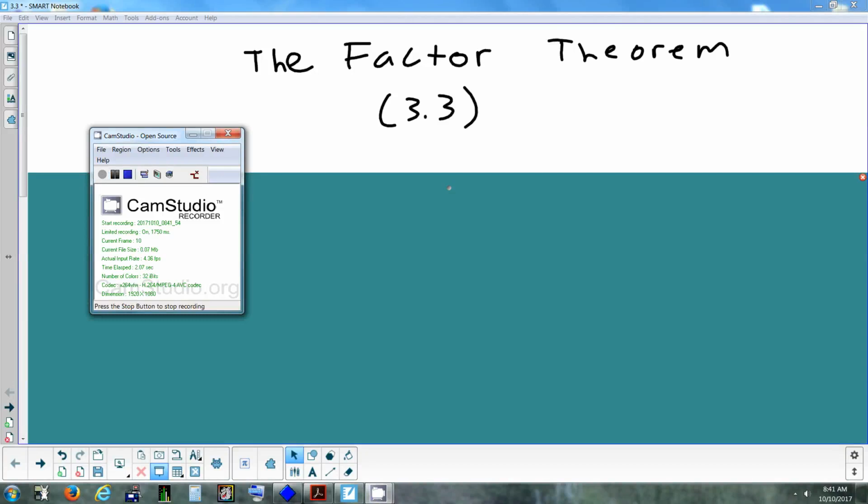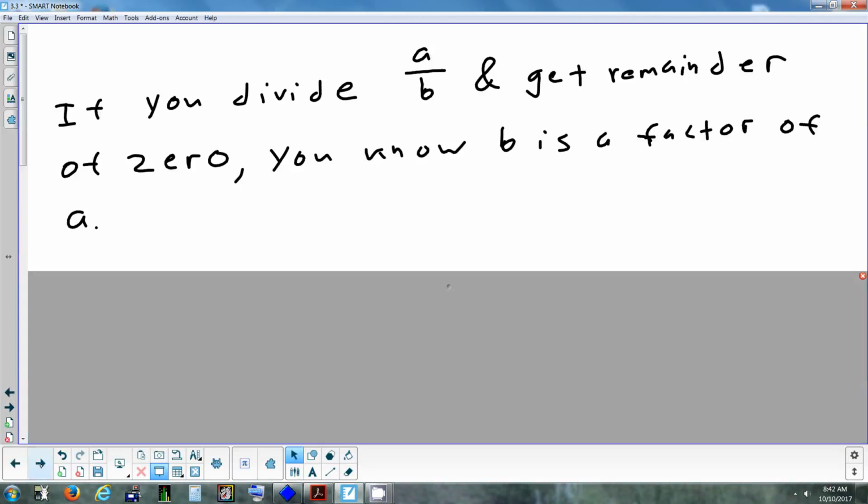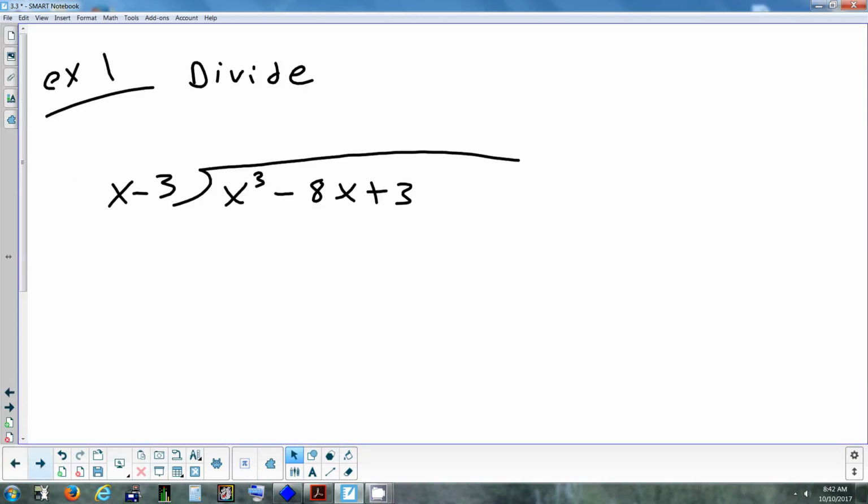All right, so today we're going to look at section 3.3, which is on the factor theorem. So we'll do a little bit with factoring and also the idea of using division to help us factor something. So I'll show you an example with just numbers, how you could use division to help you factor. And then we'll get into doing it with problems like polynomials.